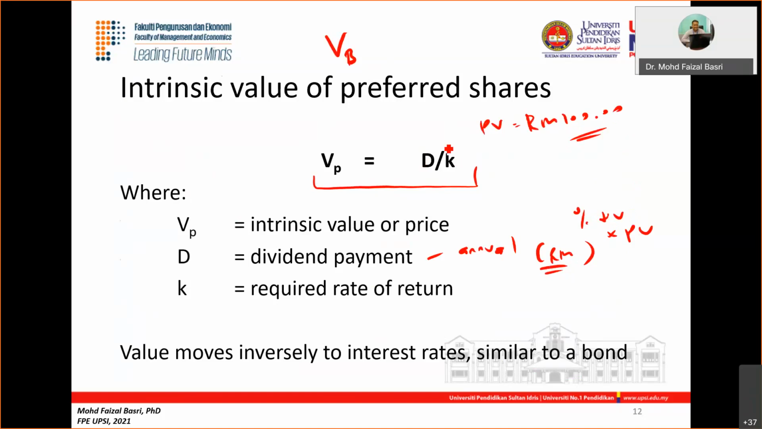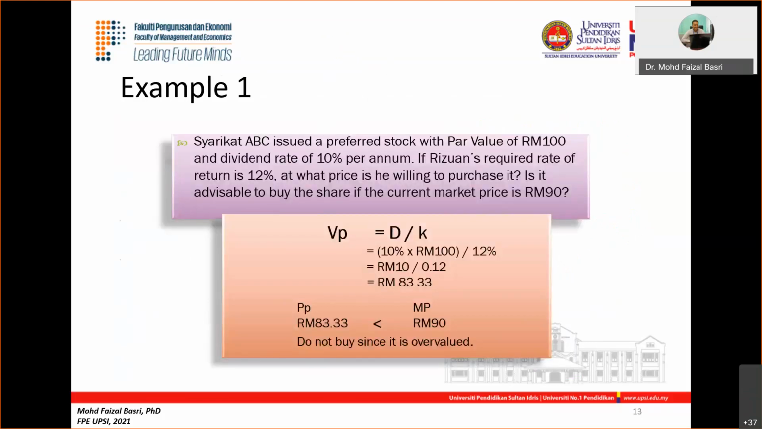Okay, and we divide with the K. K is the required rate of return. Required rate of return. Sometimes they use the word yield. So this is one example.